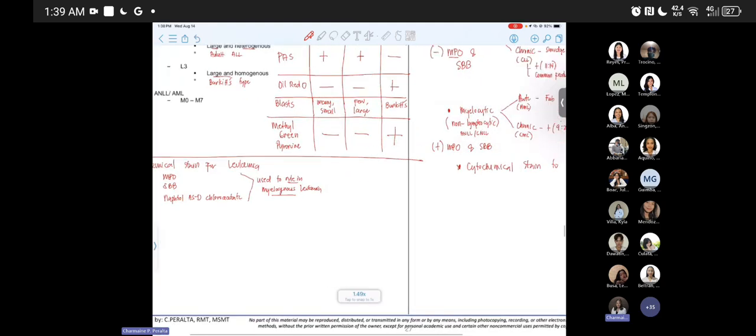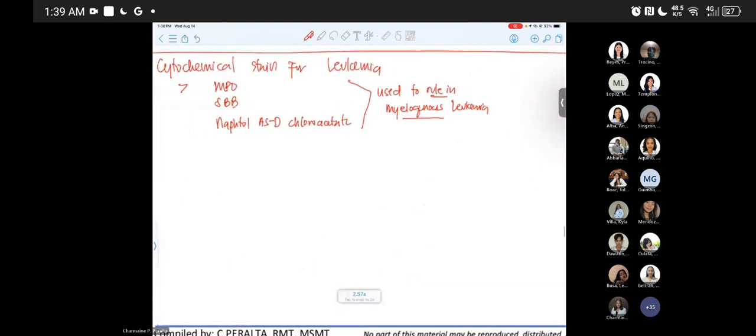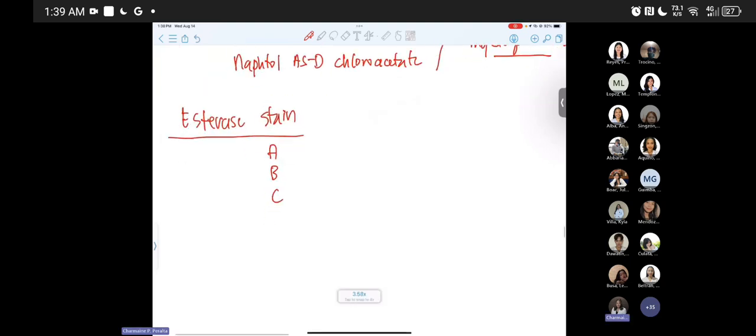Ito din yan, just the same with dito. Using MPO and SBB kapag positive, ibig sabihin myelogenous in origin. Kapag negative, lymphocytic in origin. So from here, another is we have the esterase stain. Sa esterase stain, meron tayong tinatawag na A, B, and C. We have acetate esterase, butyrate esterase, and chloroacetate esterase.